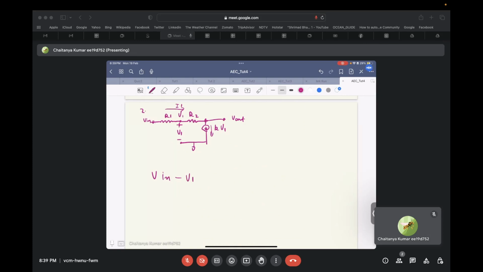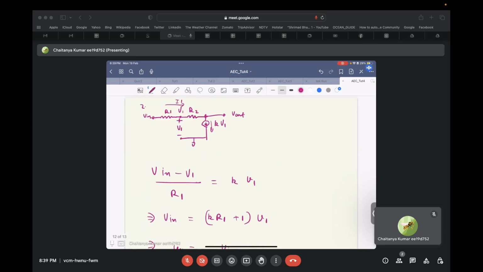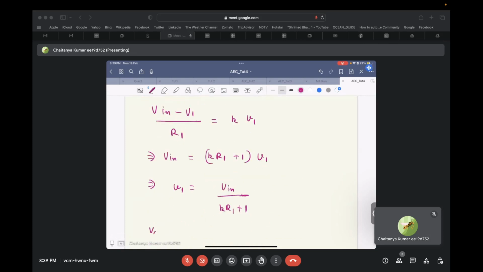V in minus V1 by R1 is equal to the same current that is being pulled out from the voltage controlled current source. This is equal to K times V1. That implies V in is equal to K times R1 plus 1 times V1. So V1 is equal to V in upon K R1 plus 1. Now we know V1. So what is V out?